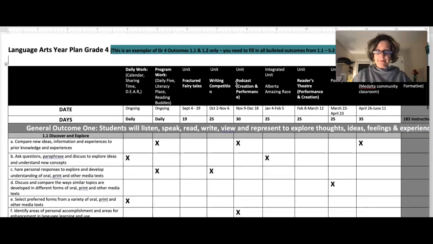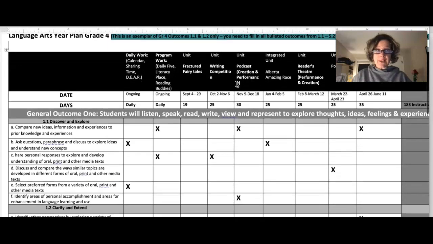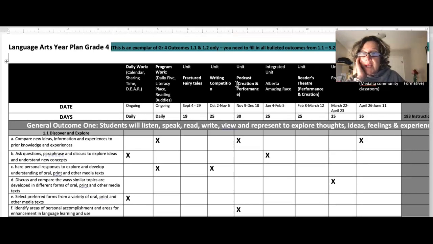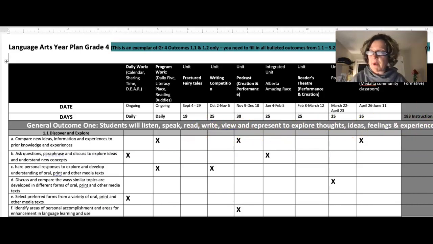Okay, so let's look at what this actually looks like. Hopefully you're starting to recognize here are the general outcome 1: students will listen, speak, read, write, view, and represent to explore thoughts, ideas, feelings, and experiences. Then I have the general outcome in the subheading, discover and explore, and then I have all of the bullet points.